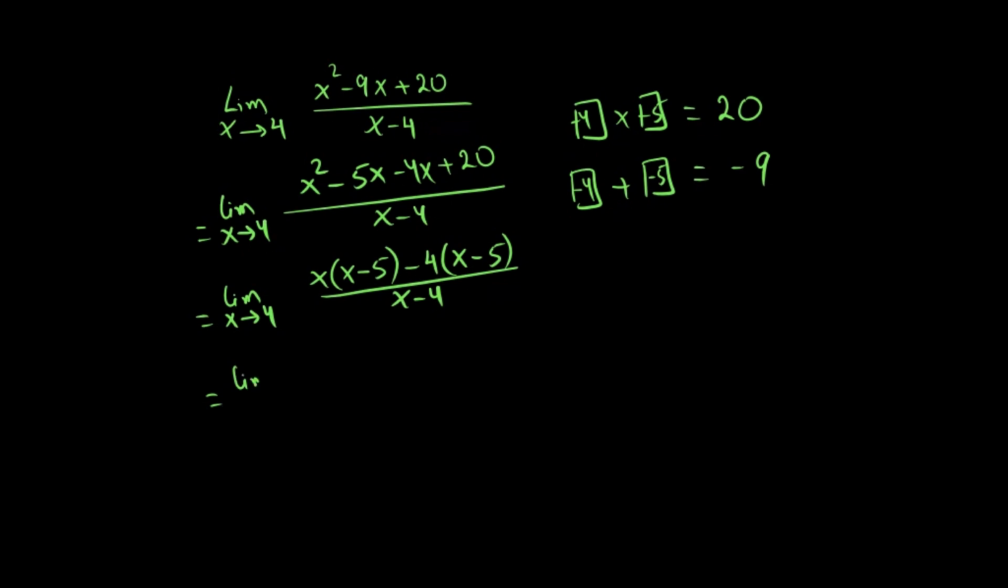The next step, we write limit x approaching 4 again, and the top can now be combined as x minus 4 times x minus 5 over x minus 4. And now that we have factored the top, you notice that x minus 4 is present in the numerator and in the denominator. So you can cancel them out, and now we can plug in the values of x because this expression cannot be simplified any further.